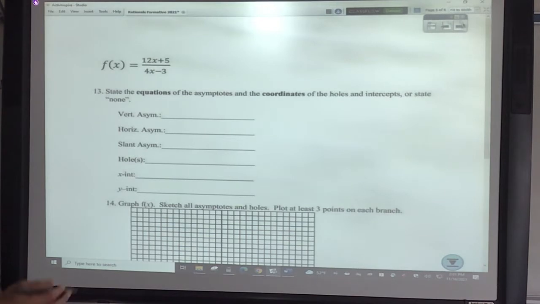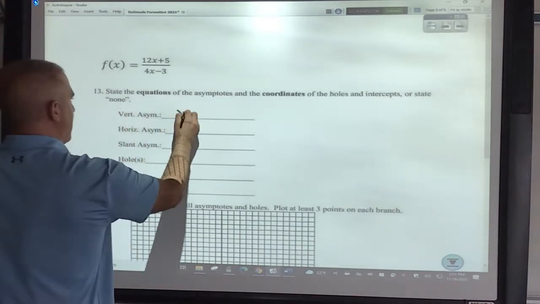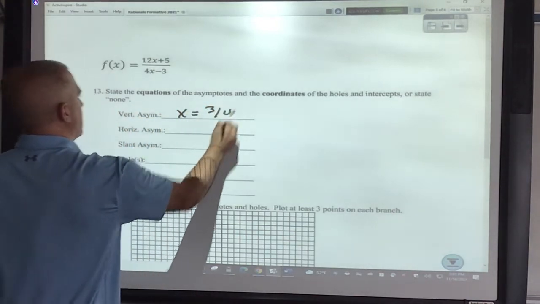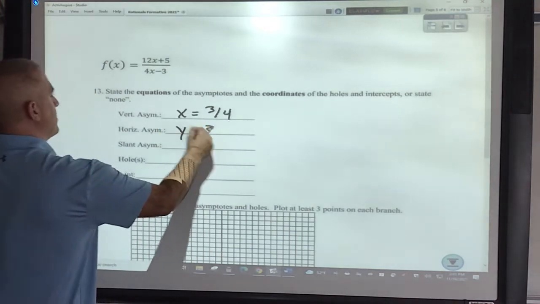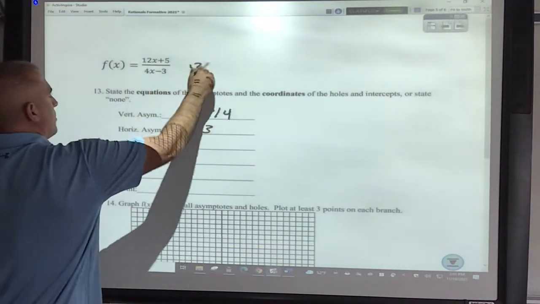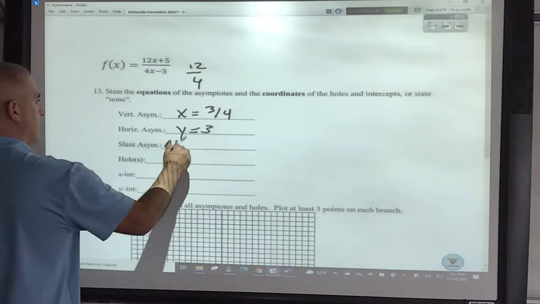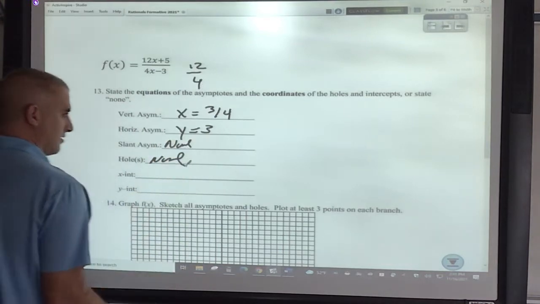Okay, this one, there's nothing to factor. My vertical asymptote is 3/4. My horizontal asymptote is y equals 3 because I have a tie. 12 divided by 4 would be 3. None for this, none for this.